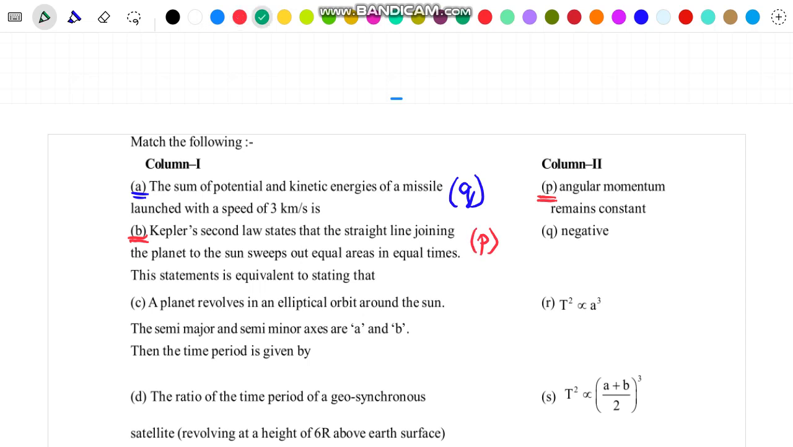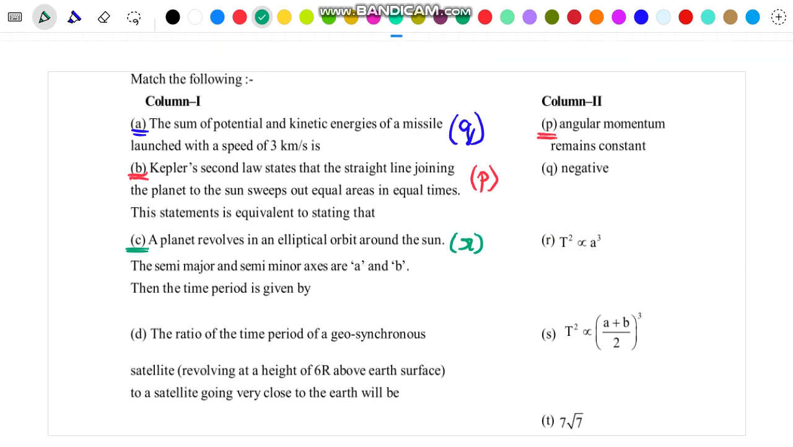Now for statement C, a planet revolves in an elliptical orbit around the sun. The semi-major and minor axes are A and B. Now its time period is given as, according to Kepler's law, T square is proportional to the cube of the semi-major axis of the elliptical path. So we can match this with option R, where A is the semi-major axis of the elliptical path.